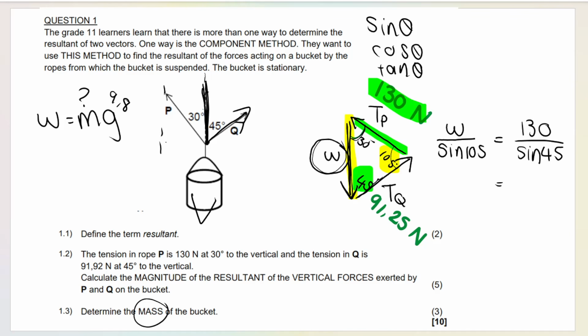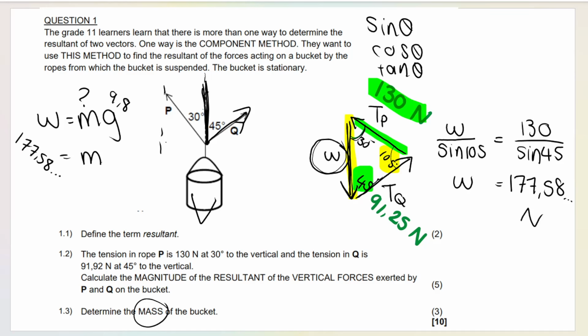And when you solve for this, I go into more detail if you're struggling. 130 divided by sine 45, multiplied by sine 105. And when I do that, I get my weight to be 177.58 and so on. That is exactly what we got when we used the other method. Now I'm going to take that entire number, 177.58. I'm not going to round it off.